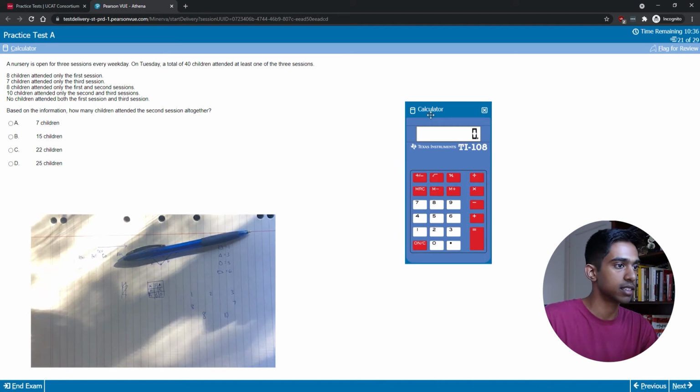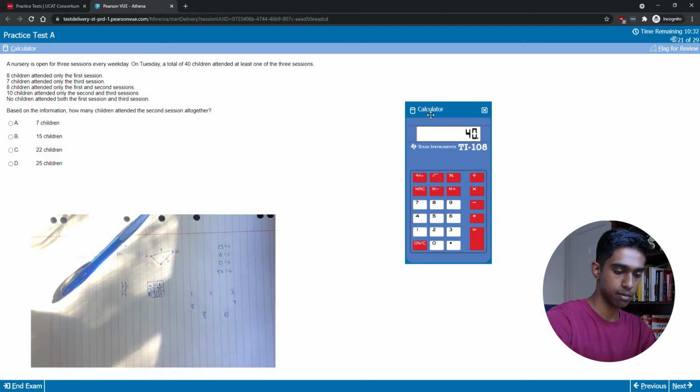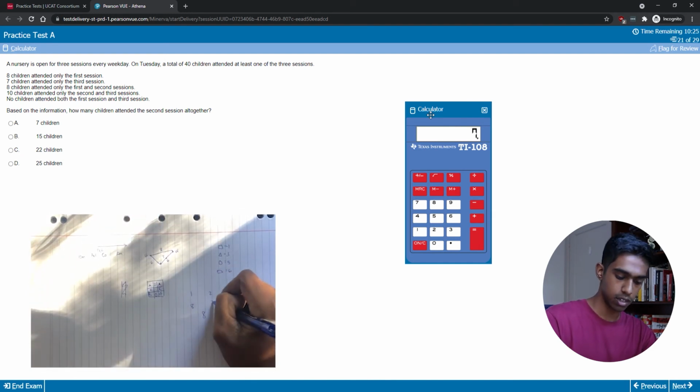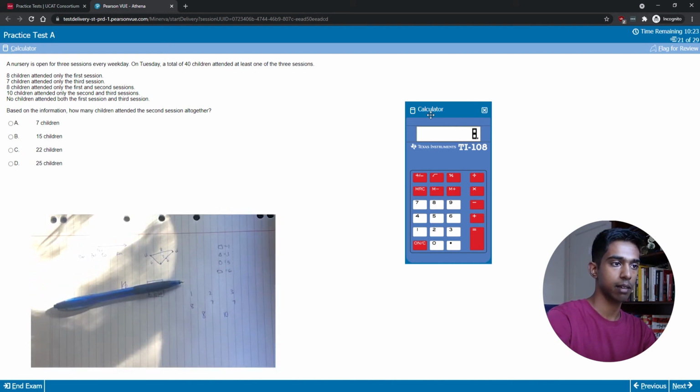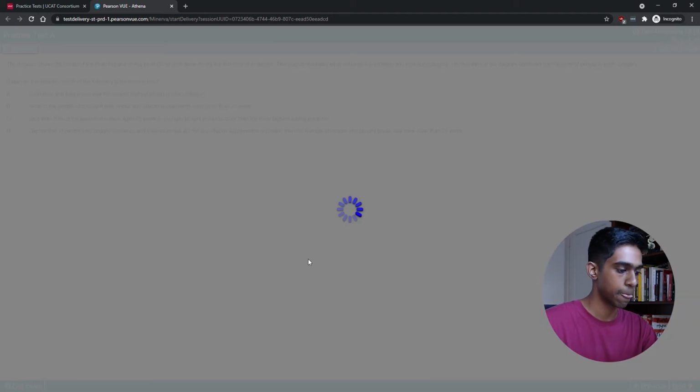How many children attended the second session altogether? So I could do 40 minus 8 minus 8 minus 10 minus 7, which is 7. So this would be 7. And then I've just got to add plus 8 plus 10. Oh, it's going to be 25 anyway.